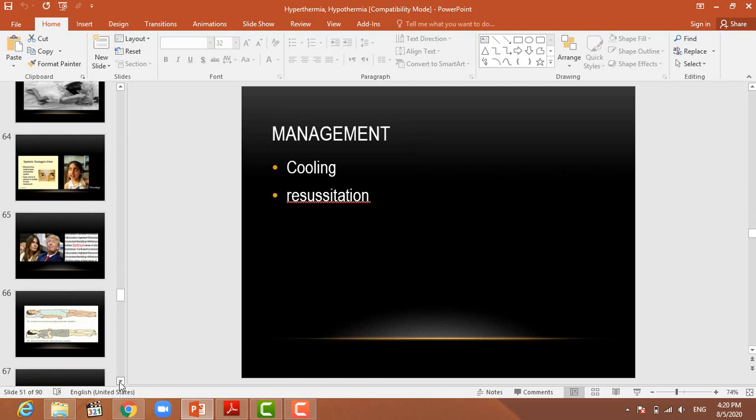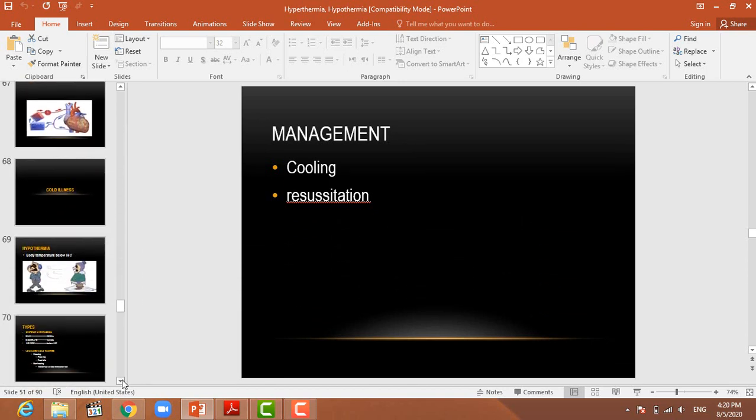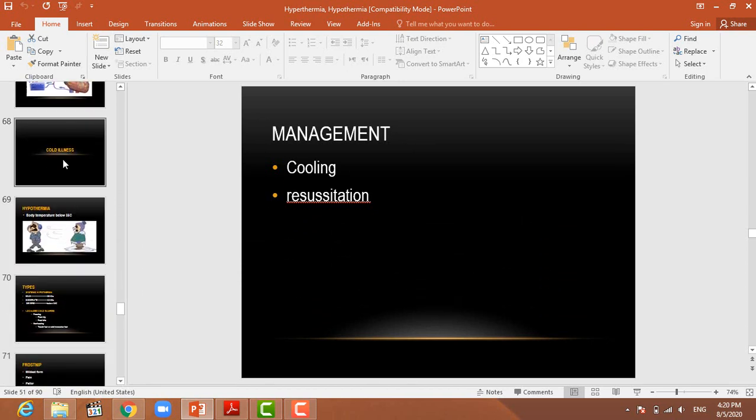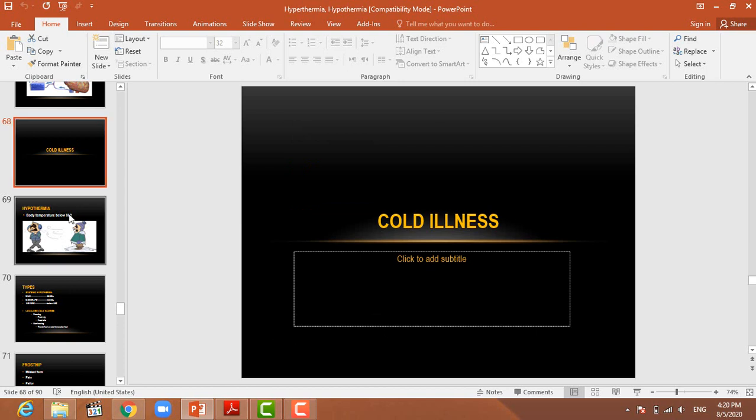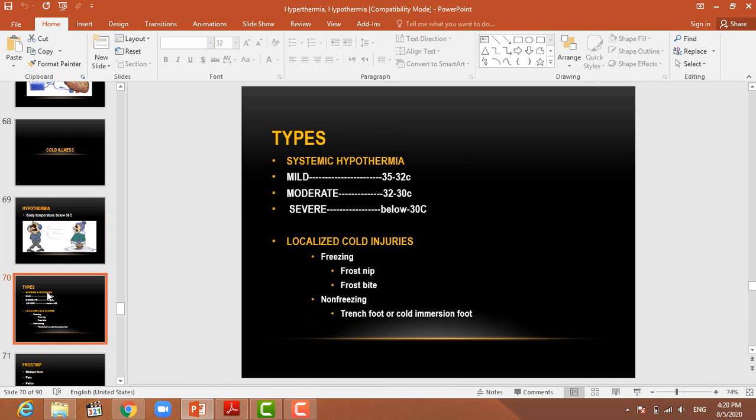Then we have some things which are concerned with cooling, that is, when your temperature becomes less than normal. These are the cooling illnesses, which are known as hypothermia. When the body temperature is below 35, we label it as hypothermia. What are the different types of hypothermia? It may be mild, between 35 and 32, moderate, between 32 and 30, and severe, below 30, which is very severe.